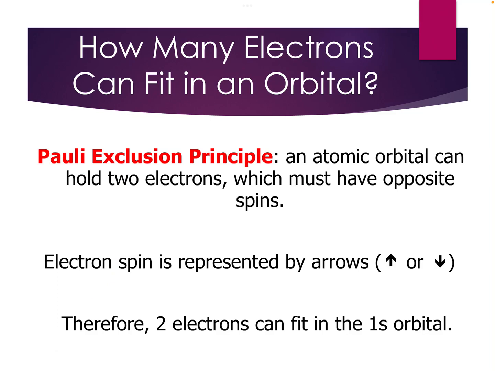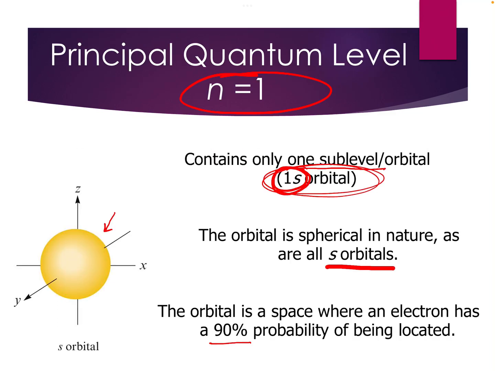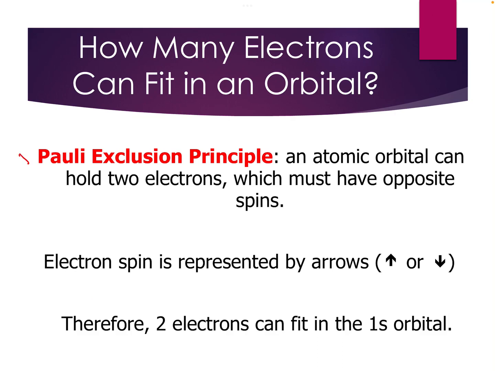All right, so let's talk about this orbital. So this orbital here, this 1s orbital, is going to follow the Pauli exclusion principle. And that means that an atomic orbital, such as that 1s, can hold 2 electrons. And these 2 electrons have to have opposite spins.